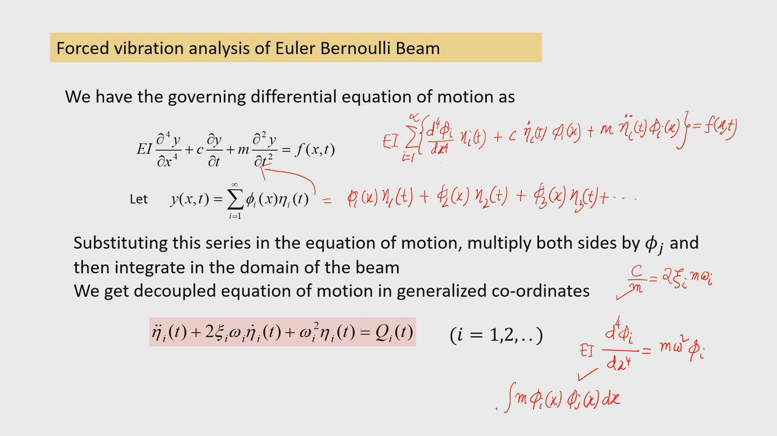So that integral is required, and the value of the integral is a Kronecker delta, whose meaning is: when i is equal to j, it is 1, otherwise it is 0. This is because the mode shapes are normalized with respect to mass. If this strategy is adopted for normalization of the mode shape, then the integral becomes 1 when i is equal to j. That means the integral of m phi i square x will be 1 in the domain of the beam. So using this, after substituting this series, we get this equation.